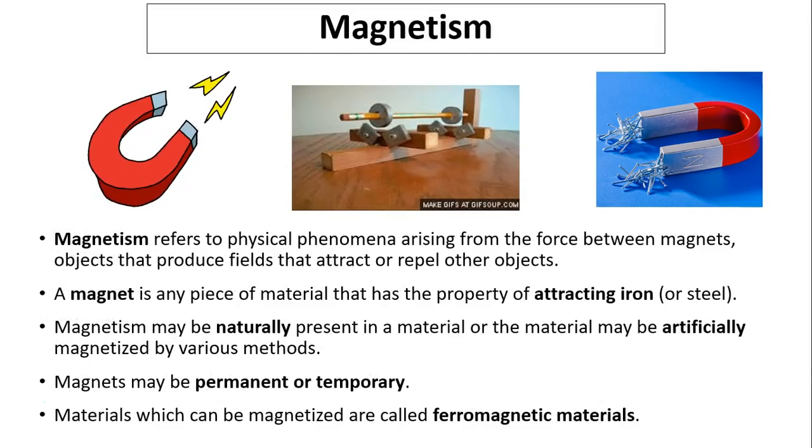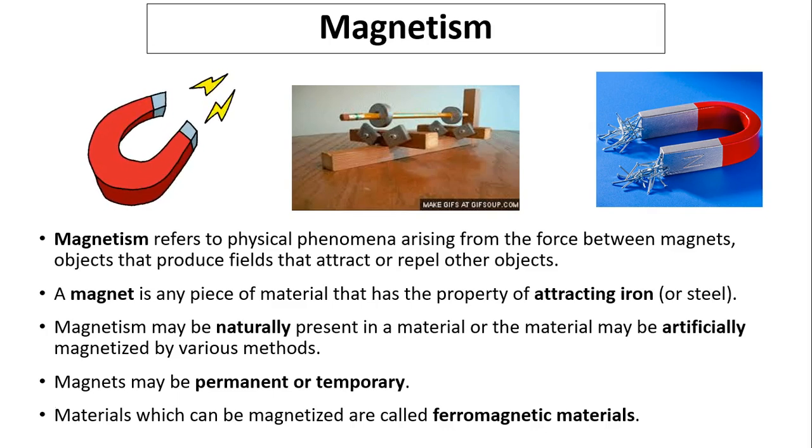Magnetism. Here is the horseshoe magnet. As you can see, this is called a magnetic field. Here a pencil is suspended. And here shows a magnet attracting needles. So magnetism refers to physical phenomena arising from the force between magnets, objects that produce fields that attract or repel other objects. So it's just a phenomenon of magnets.